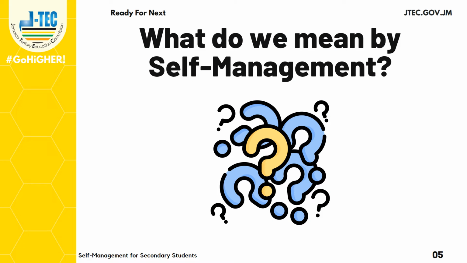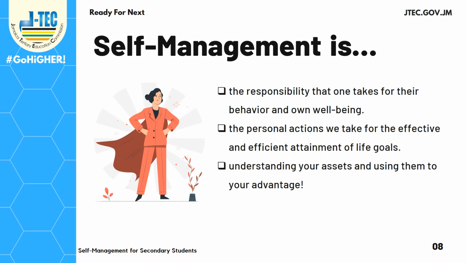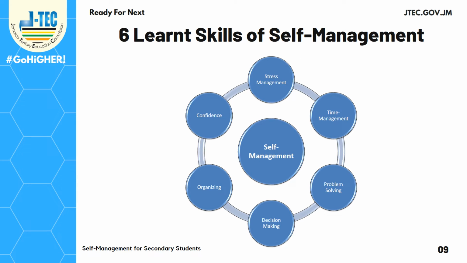What do we mean by self-management? Self-management is the responsibility that one takes for their behavior and own well-being. The personal actions we take for the effective and efficient attainment of life goals. Understanding your assets and using them to your advantage. The 6 learned skills of self-management are stress management, time management, problem solving, decision making, organizing, and confidence.